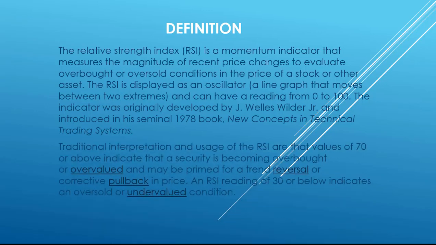Traditional interpretation and usage of the RSI are that values over 70 indicate an overbought situation, in other words, overvalued, and may be primed at this point for a reversal or a corrective pullback in the price. Conversely, an RSI reading of 30 or below indicates an oversold or undervalued condition, preparing possibly for a reversal to move in the opposite direction.